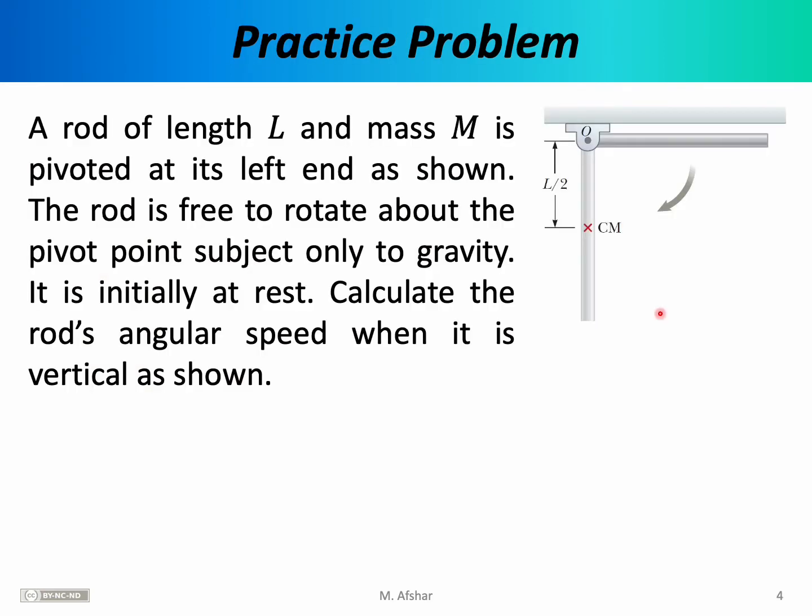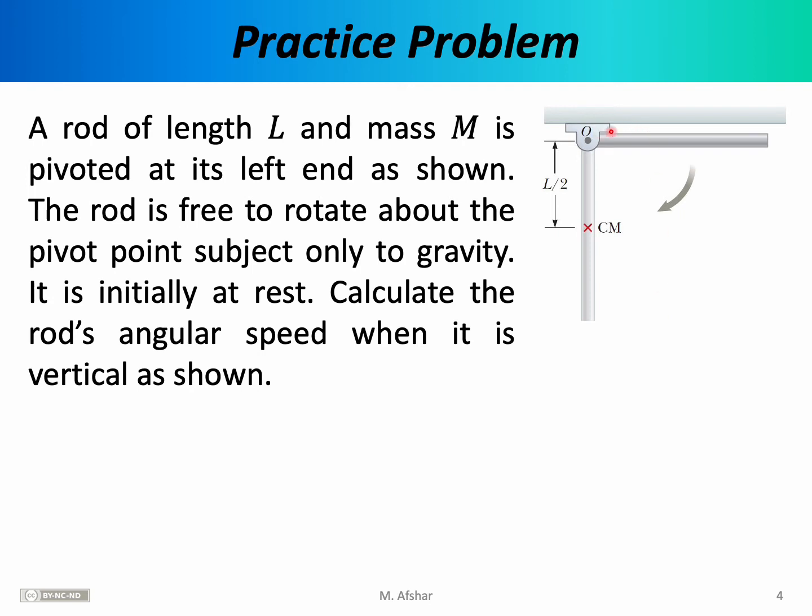Let's do a practice problem now that uses some of the ideas we've been discussing. A rod of length L and mass m is pivoted at its left end as shown. The rod is free to rotate about the pivot point, subject only to gravity. It is initially at rest. Calculate the rod's angular speed when it is vertical as shown.